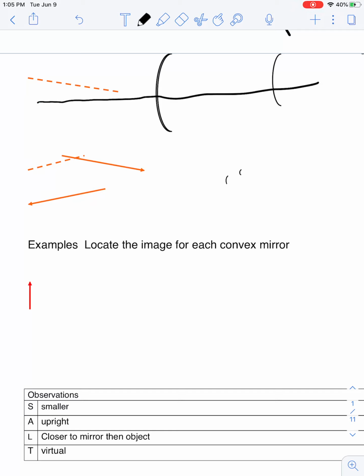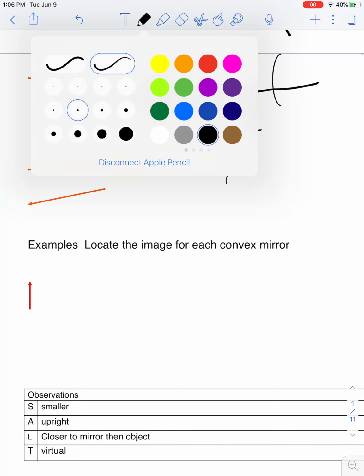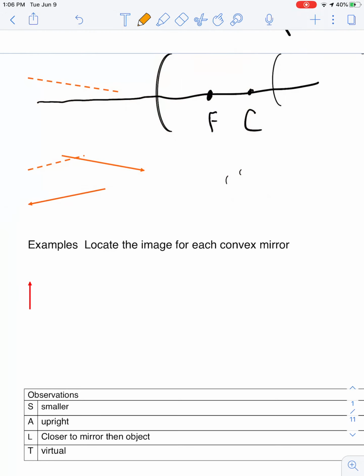So I'll draw a principal axis through this mirror. You're going to have to ignore this other line. I have no idea where it came from. So I'm going to put in my focus and my center of curvature. So locate the image for each convex mirror. It's convex, and I'll make this red or orange just so it's similar. Here, I'll put this here as my object.